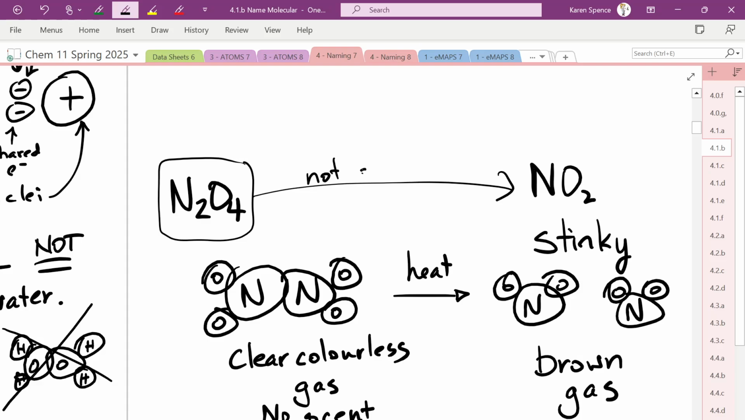Is it NO2 nitrite? No. Nitrite is NO2 minus. Yeah, it's got an extra electron. Not mine. No. Okay, it was given to us.